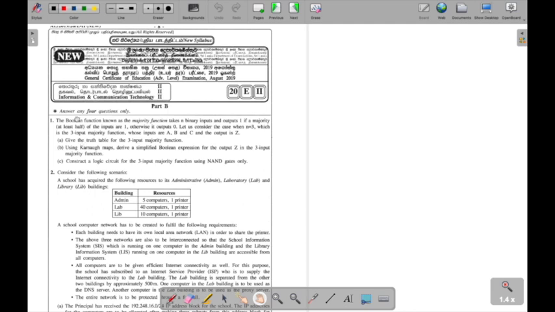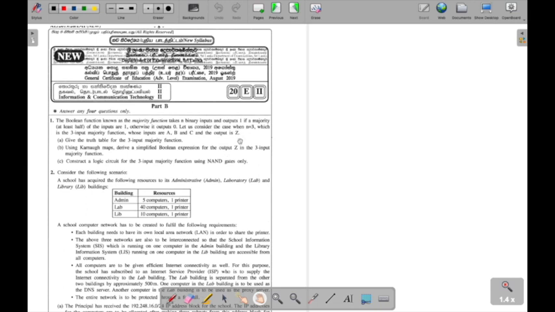The first question says that the Boolean function known as the majority function takes n binary inputs and outputs 1 if a majority, at least half of the inputs, are 1, otherwise it outputs 0. Let us consider the case when n equals 3. The first line says that the majority function takes n binary inputs, and here they have said again, let us consider the case when n equals 3.